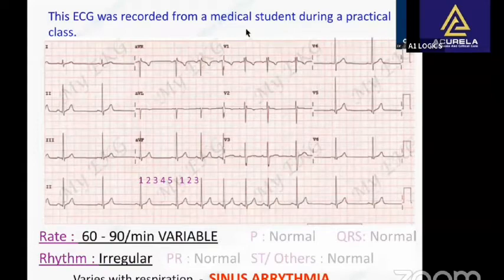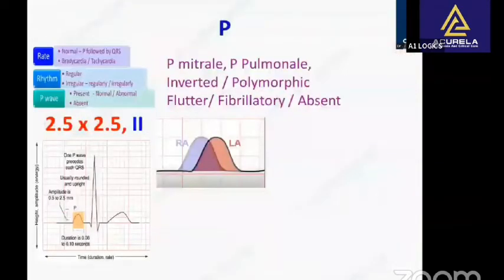Sinus arrhythmia is common in asymptomatic young males, usually who have vagal predominance. So there is a variation that occurs in the heart rate in relation to respiration. During inspiration, the heart rate increases and during expiration, the heart rate decreases. So this is called a sinus arrhythmia.